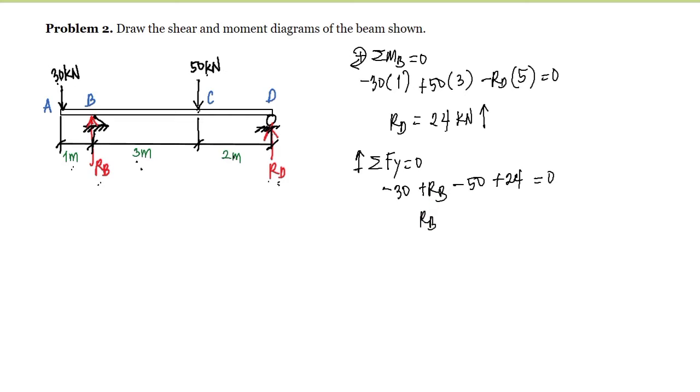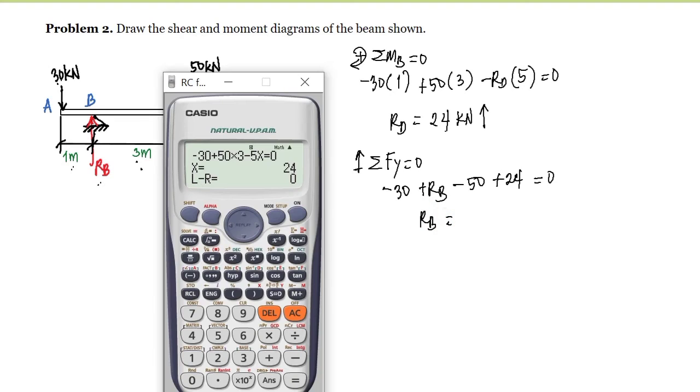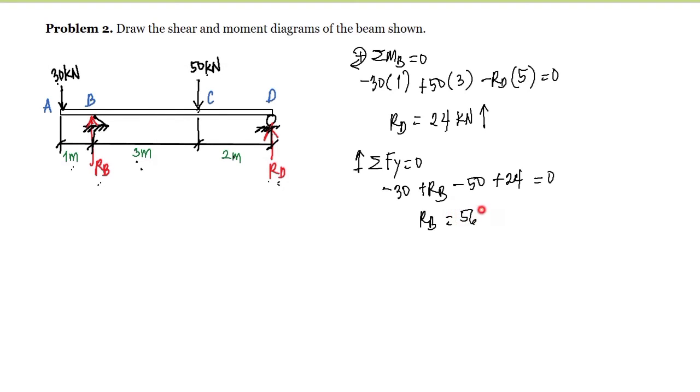So computing for the value of RB, then we have negative 30 plus RB, so that's x, minus 50 plus 24. This is equal to 0. Shift solve equals, and we have here 56 kilonewton. So this is 56 kilonewton. And since positive yung lumabas na sagot, meaning tama yung assumption natin that it is directed upward.